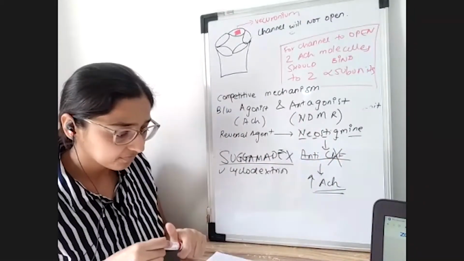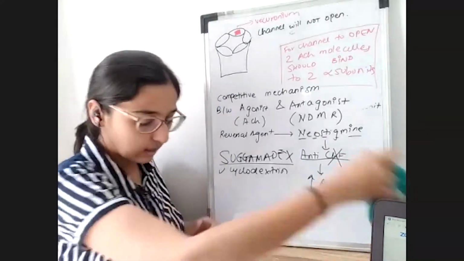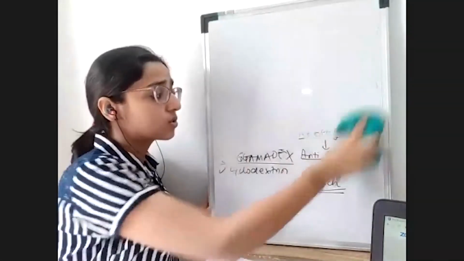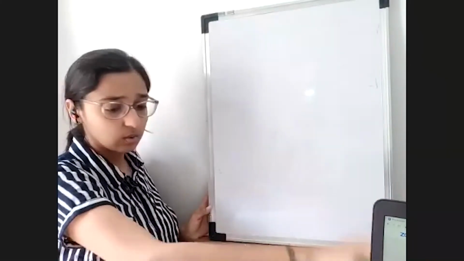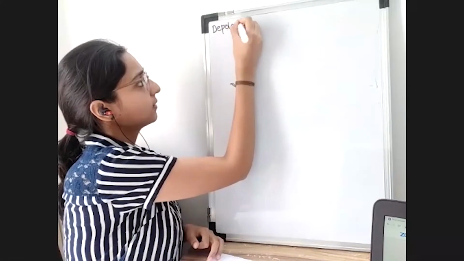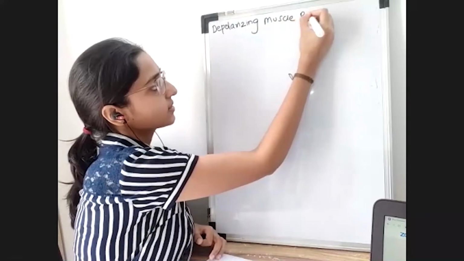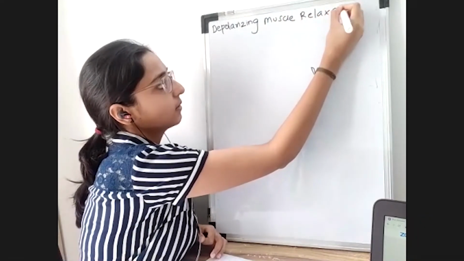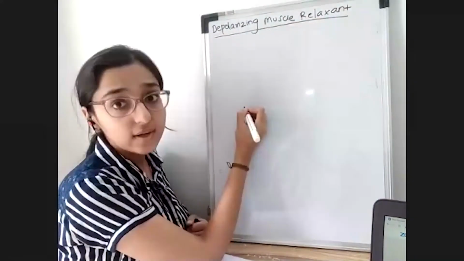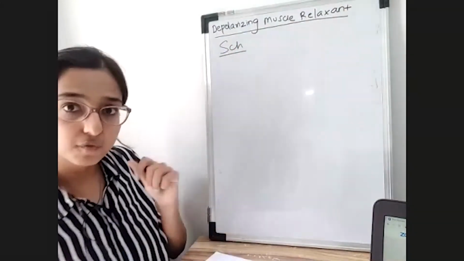All right. So now let's understand how depolarizing muscle relaxants work. We need to know how succinylcholine actually works. What is the action of the depolarizing muscle relaxant? All right, which relaxant am I talking about? I'm talking about succinylcholine.